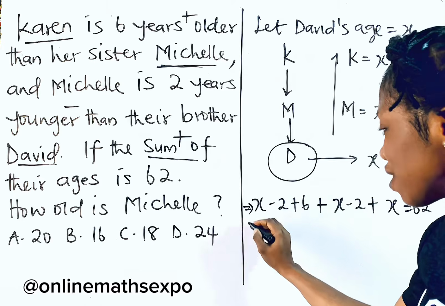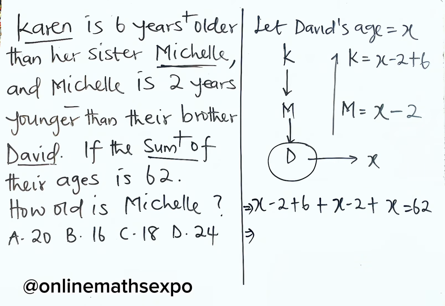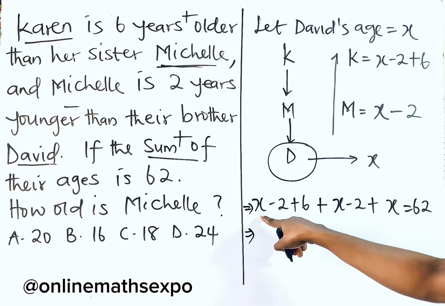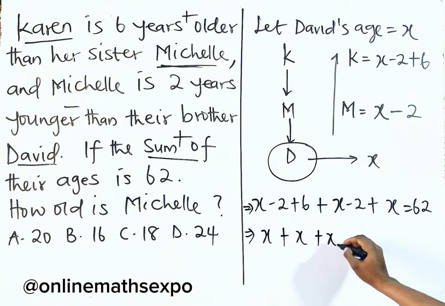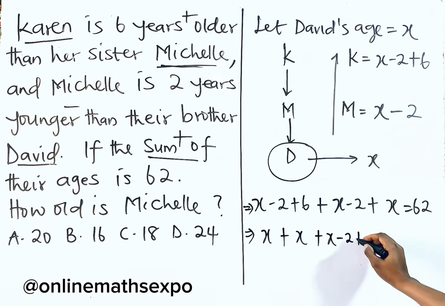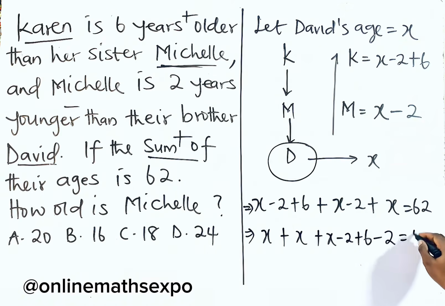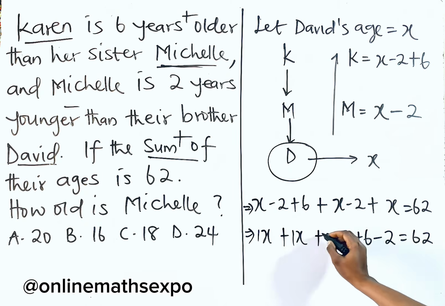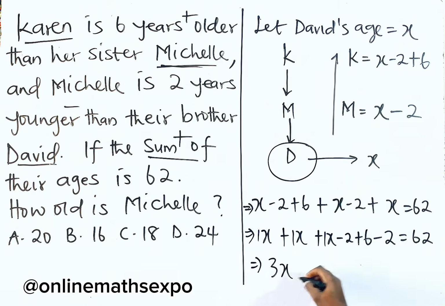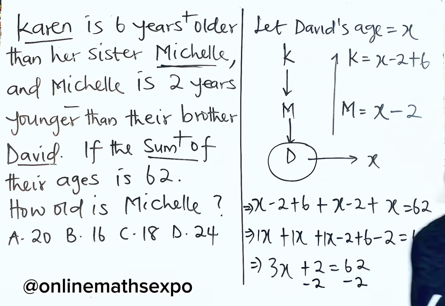You have done the work. So let's just solve using our knowledge of linear equations. We're going to collect like terms. So we have x plus this x, then plus this x. This will give us negative 2 plus 6 minus 2, is equal to 62. If you add the x, remember this is 1x, it's going to give you 3x. Then the constants will give us 2. So we have 3x plus 2 is equal to 62. To get our x, remove this. You subtract 2 from both sides.